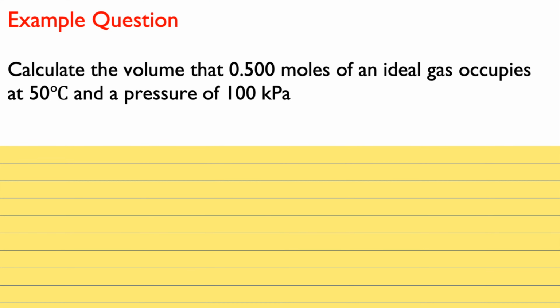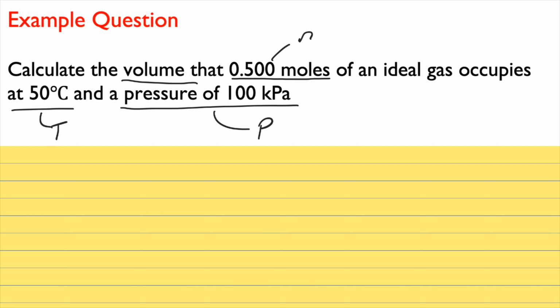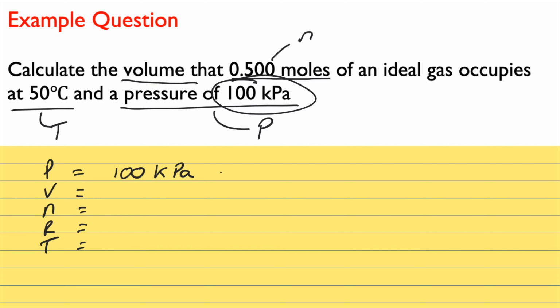Okay, let's take a look at an example question. Calculate the volume that 0.500 moles, so that's n, of an ideal gas occupies at 50 degrees Celsius temperature and a pressure of 100 kilopascals. So the way I like to do this is I like to write P V n R T, because we're going to be using our equation PV equals nRT, and then just extract everything that we need from the question. So the pressure is 100 kilopascals, which we need to convert to 100,000 pascals. So we've just times that by 1000.